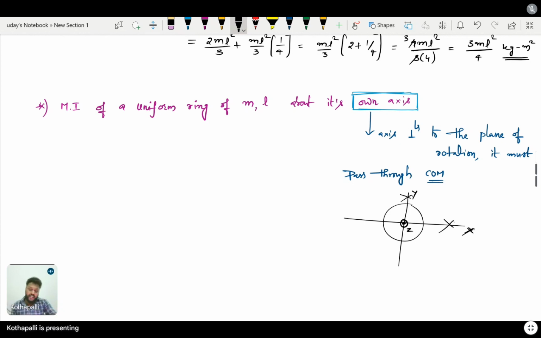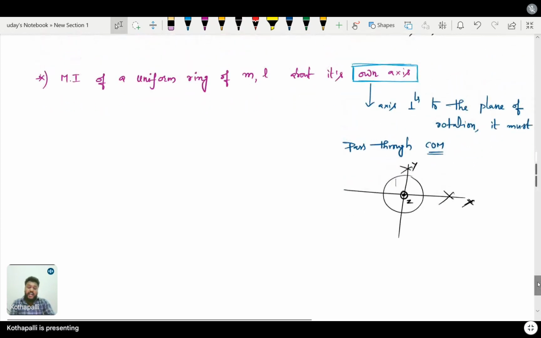Remember it. Now the case that we are going to solve is a ring of mass m and radius r, and its axis is passing through its center of mass, which means the center, because it is uniformly distributed mass, and the ring is rotating in such a way that the axis is perpendicular to the plane of rotation. Then how will it look? The case will be like this.